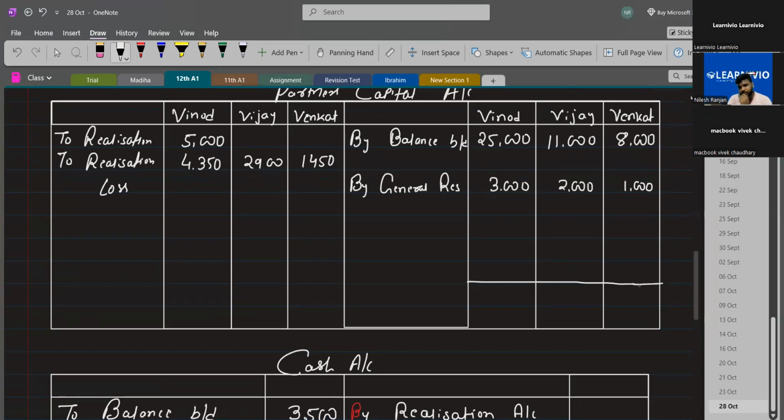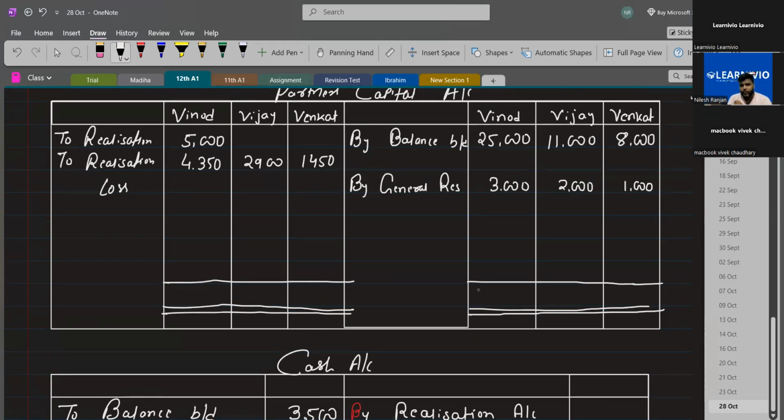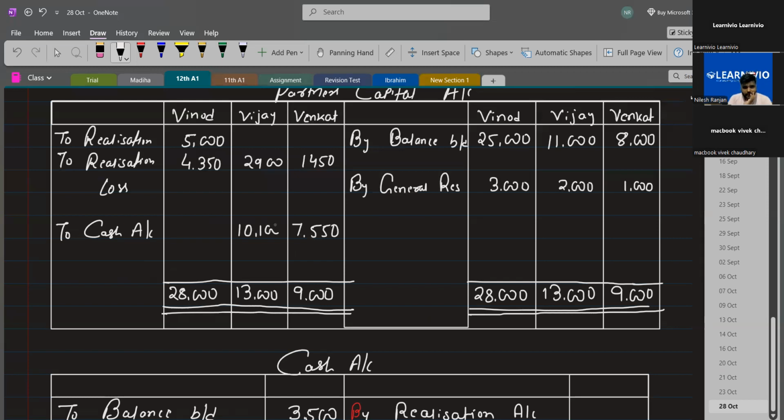After the realization account loss is distributed, you have to close the capital account. 28,000, 13,000, 9,000. Whatever the balance is will be paid in cash, because the business is closing, so all the amount will be paid off. Nothing will be left. So 7,550 for Venkat, 10,100 for Vijay, and 18,650 for Vinod.